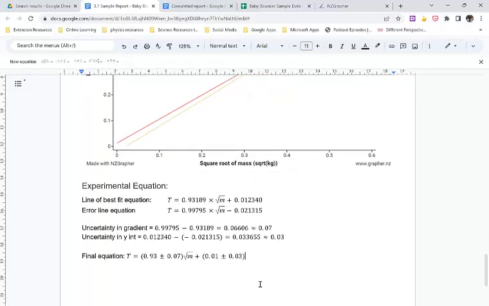So we're nearly there now with everything we need for merit. One last step, and that is to compare this with theory.